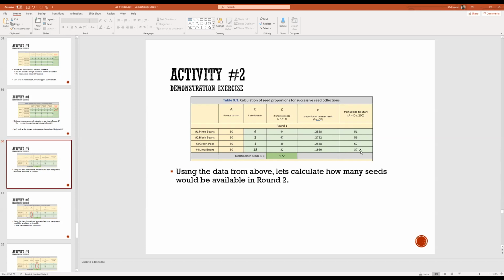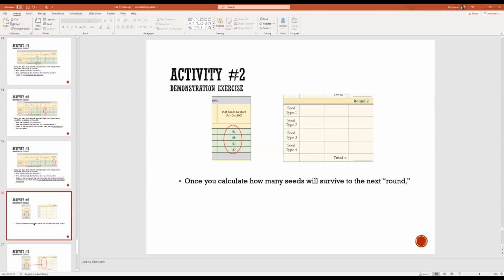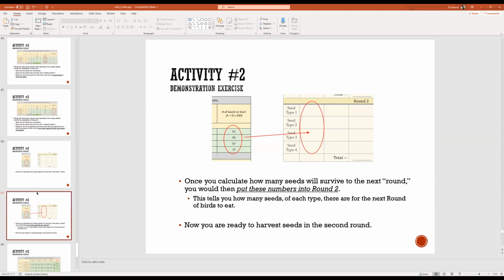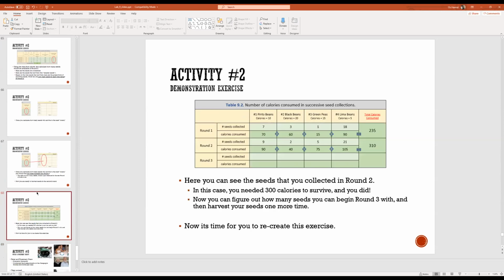As you can tell from this data, lima beans were preferred. So in the next round, there's going to be less of those available. On the other hand, green peas were not preferred. I mean, you only ate one green pea. So there's going to be more of those left over for the next round or the next season. So this is just walking you through activity 2. And then you would do the same thing. You would go do activity 2 and then determine your data for activity 2.